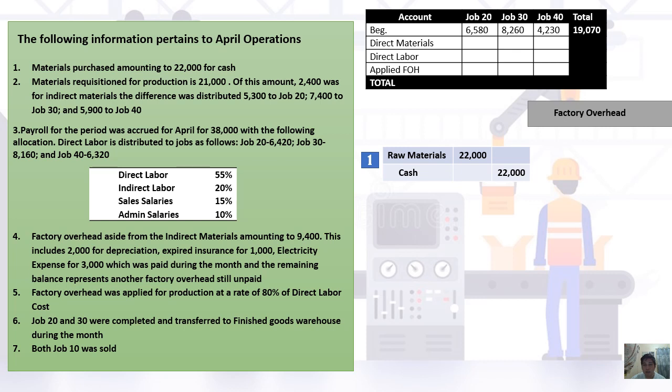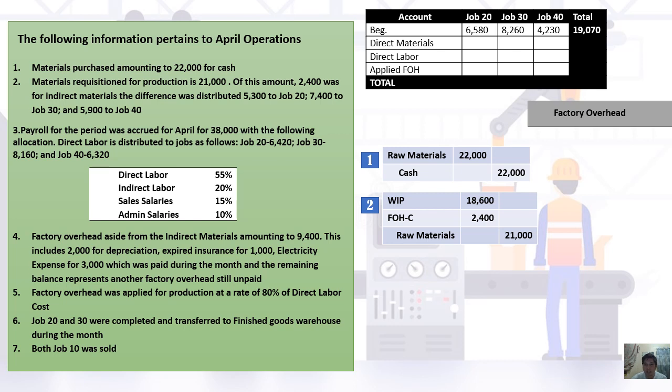In that case, this will be our journal entry. Debit work in process, 18,600. We got the 18,600 from 21,000, which is the total materials issued to production, less the 2,400 dedicated to indirect materials. The result is 18,600. If you are not sure, you can also add all the direct materials we sent to the different jobs: 5,300 plus 7,400 plus 5,900, the total is still 18,600. Debit factory overhead control, which is related to the indirect materials issued to production.